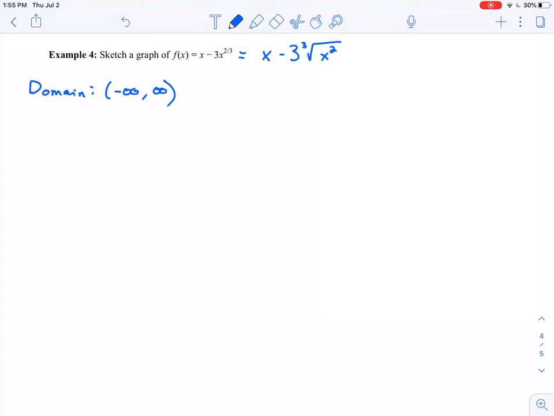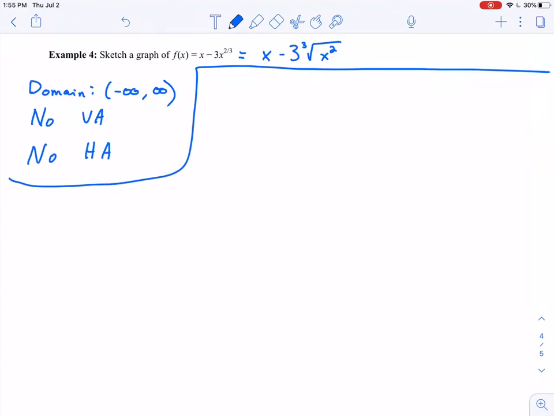Next, we might want to look at asymptotes. Neither one of these functions, whether it's a radical or a polynomial, have asymptotes. So we have no vertical asymptotes. We have no horizontal asymptotes. And that's everything I can say about my original function f of x. So let's talk about f prime of x.